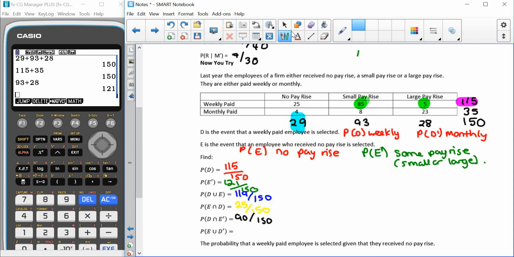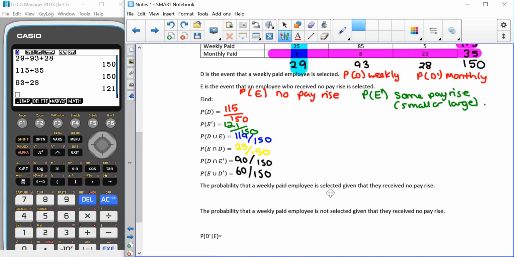Next we have E or not D. So being in the E category means that you got no pay rise. E is no pay rise. So we're looking at the no pay rise column, or not D. And remember that not D means that we're looking at monthly. And just as we did before, we have to be careful because this 4 here is being included twice. So we are going to have to do 25 plus 4 plus 8 plus 23, which should give us 60. So we should get 60 out of 150.